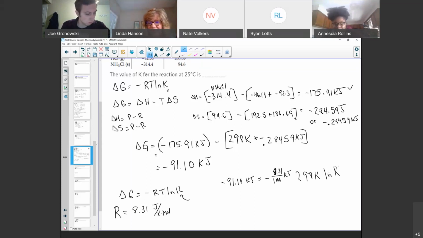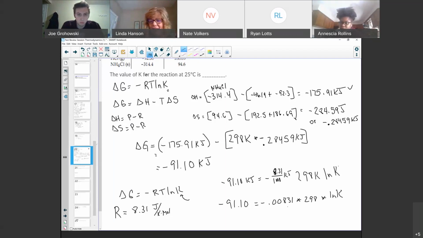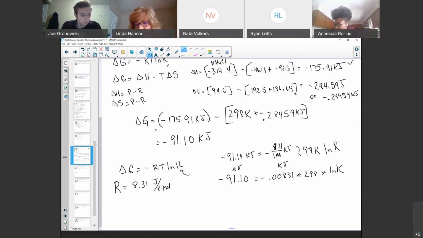So see what I've done: negative 91.10 is equal to negative 0.00831 times 298 Kelvin times the natural log of K. I want to make sure you see that the R constant and your delta G constant have to be in agreement as we're doing the math.